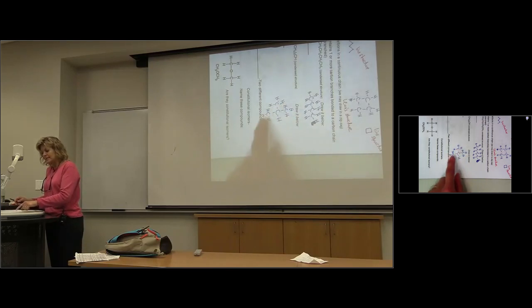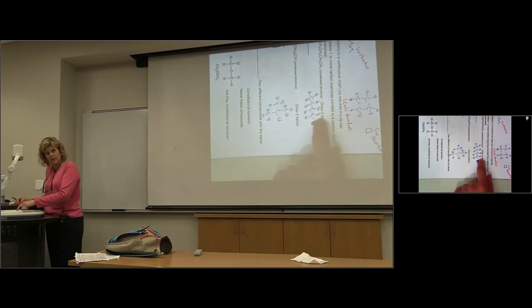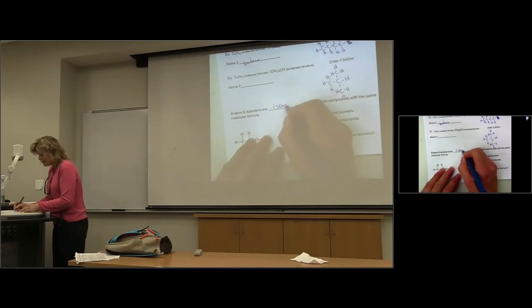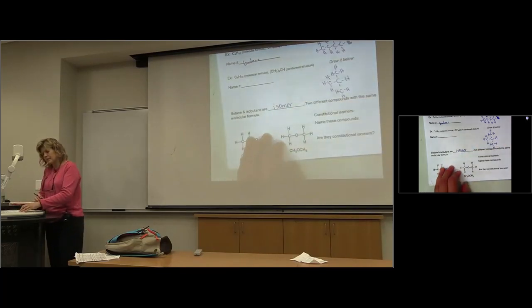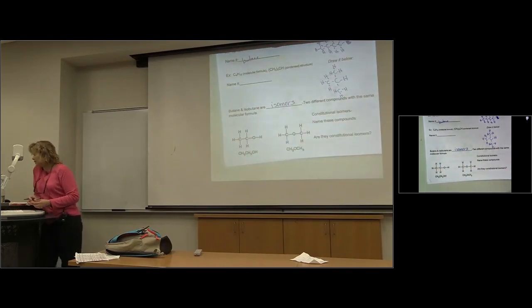Is it still 10 hydrogens? There's 3, 6, 9, 10. Yes. Is it still 4 carbons? Yes. Is this definitely different than this? Yes, definitely different. What we call this compound compared to this compound is an isomer. These are isomers. And what is an isomer? It's two different compounds with the same molecular formula.